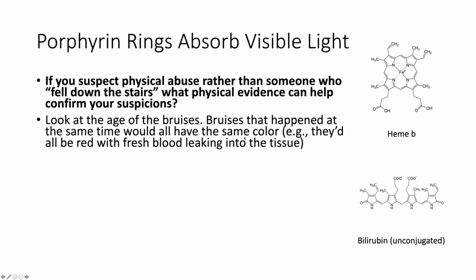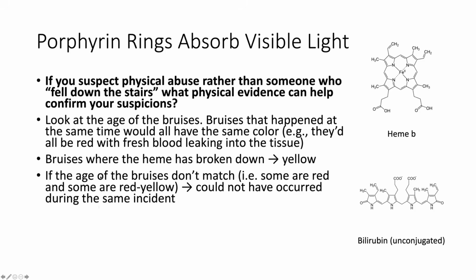They'd all be red. However, the thing that you should look for in physical abuse is the age of all of the bruises. In other words, older bruises are going to have more bilirubin in them because the heme has had more time to break down into bilirubin, right? It's sad that we have to think about this, but there is a scientific basis. Cool? Very cool. So if the ages of the bruises don't match, they couldn't have occurred during the same incident. If some of them are red and some of them are reddish yellow because the heme has broken down into bilirubin, they couldn't have all happened at the same time.